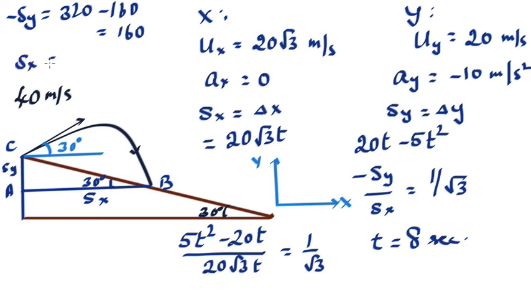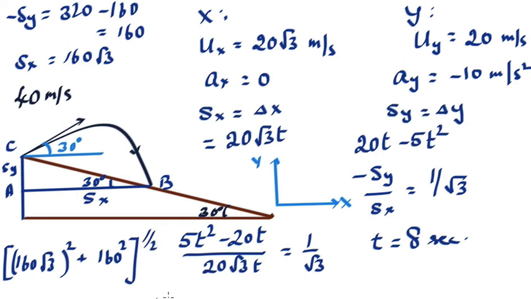Sx, on the other hand, is 20 root 3 times 8, that becomes 160 root 3. So this length is 160 root 3, this length is 160, so for the distance along the incline, I can use Pythagoras theorem, and so my final answer is the square root of (160 root 3) the whole squared plus 160 squared. You can evaluate this number for yourself.